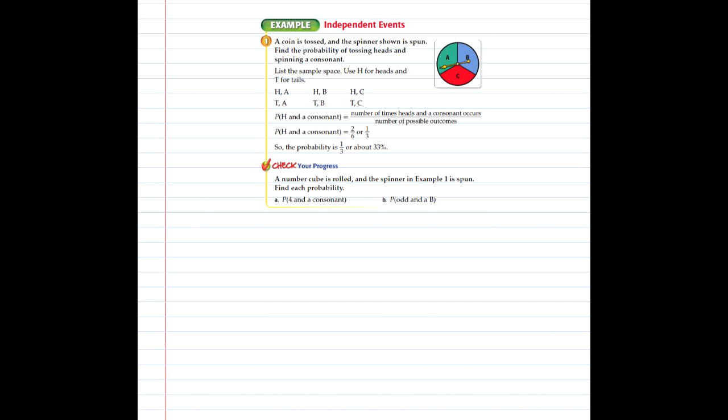A coin is tossed and the spinner shown is spun. Find the probability of tossing heads and spinning a consonant. Well, let's see. The A is a vowel. Here's heads and a consonant. Here's heads and a consonant. Those are our only 2 heads. We have 2 out of 6, which simplifies to 1/3.